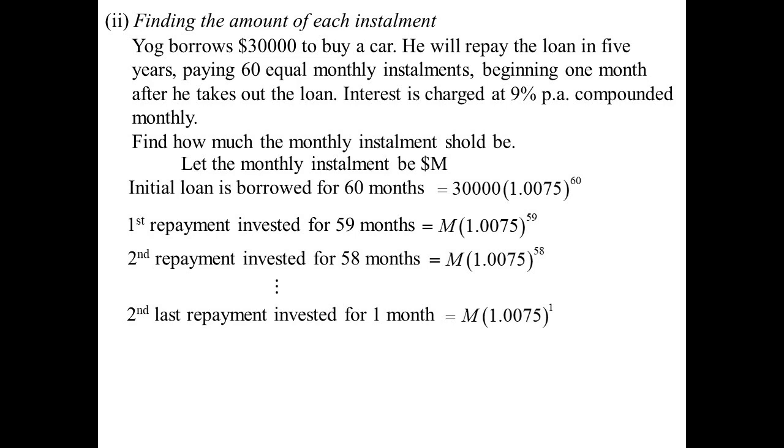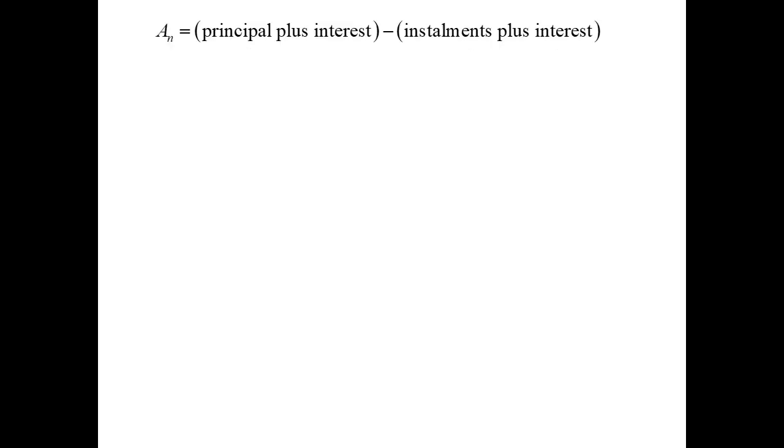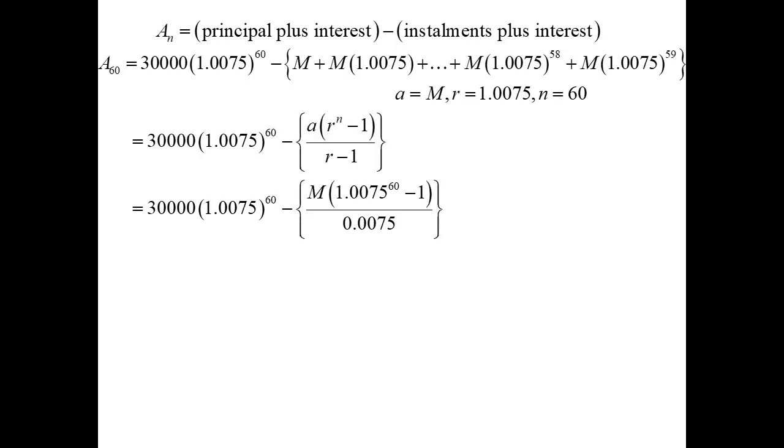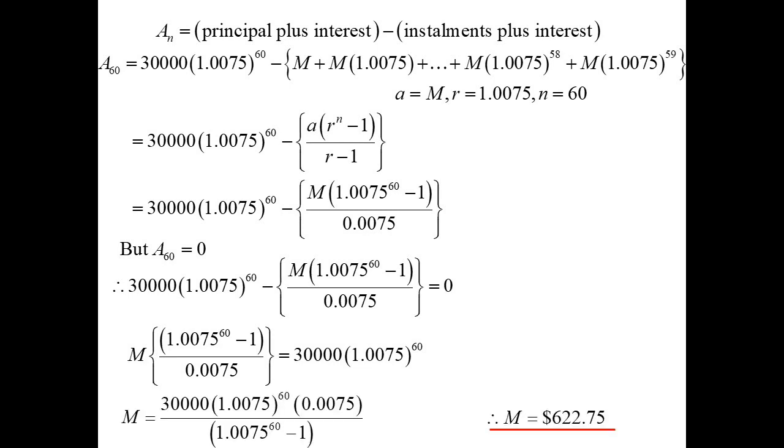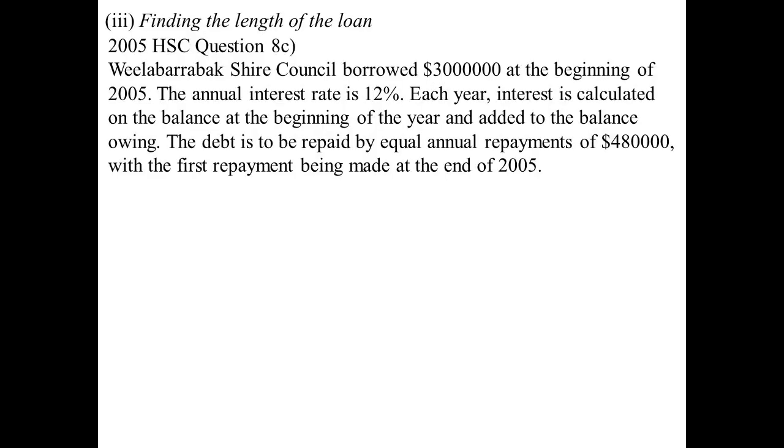The second last one will be in there for 1 month, and the last one will be in there for no months at all. So amount N will be the principal minus the instalments. But the thing I know about amount 60 is it's got to be 0, because that's when the loan's paid off. So solve that little equation and we can see what the repayments are going to be. Where are we? There we are. $622.75 per month.